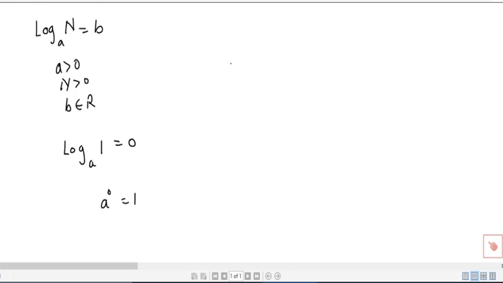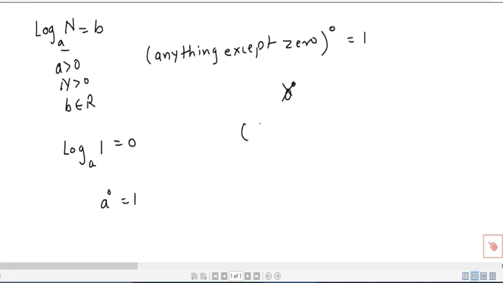This is a very basic property, that anything except 0 that has power 0 on it, then the answer is 1. Because here on the base you cannot have 0, because this a cannot be 0, and one more thing, if you get 0 to the power 0, then it will become an indeterminate form, and you won't get any answer. So this is not possible. So any number on the base having power 0 is always equal to 1.